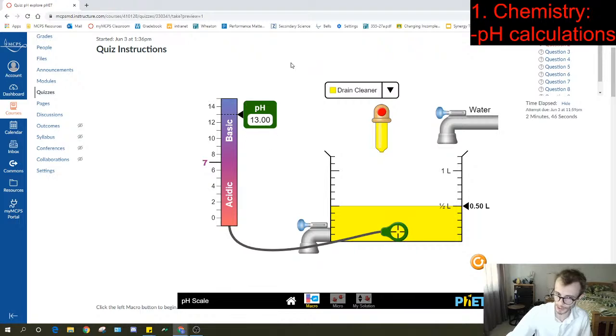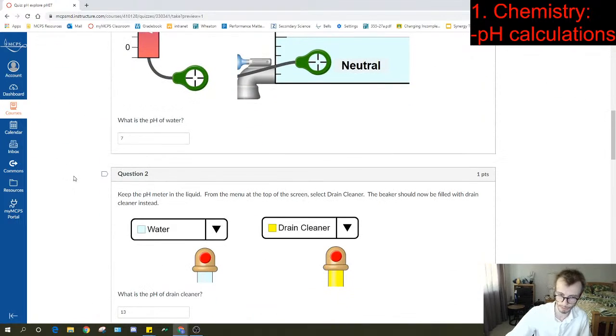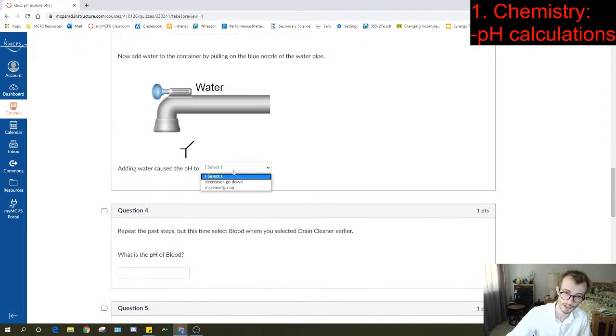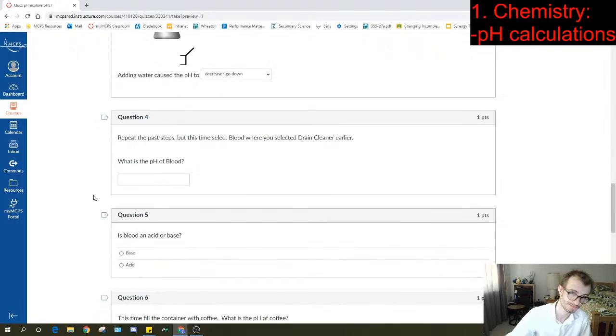But I want you to make a prediction in your brain if you're watching this as to what's going to happen. So I've added a little bit of water. You can see over here the pH is going down a little bit. So the pH is getting smaller, which means you might say it's becoming more acidic. But more accurately, perhaps, it's becoming less basic or more neutral.